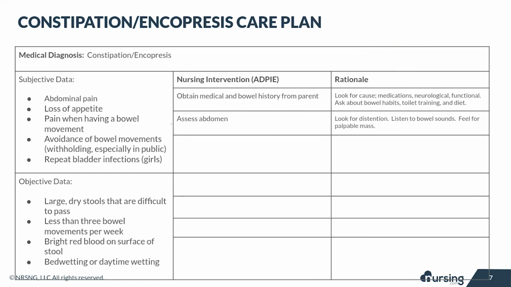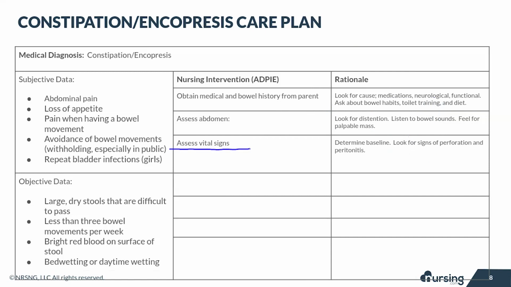Then you want to move on to really assess the abdomen. And the main things that you want to do are first to look for abdominal distension. 2, you want to listen to bowel sounds. And then 3, you want to palpate and feel for any kind of palpable mass. Now, what you're looking for here is often that if you feel a palpable mass on the left side, that is usually indicative of constipation.